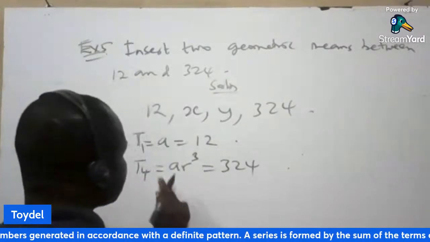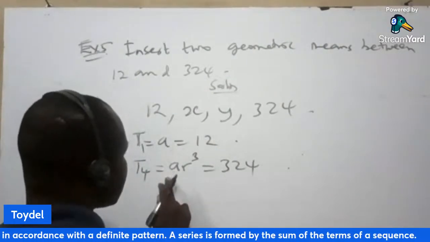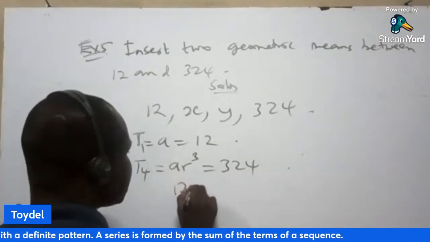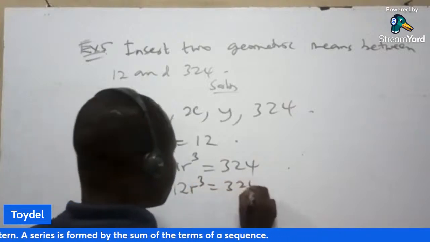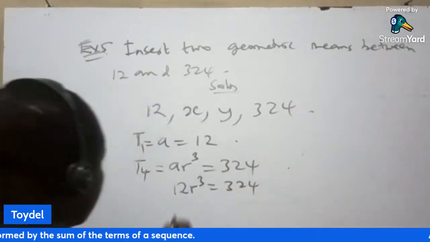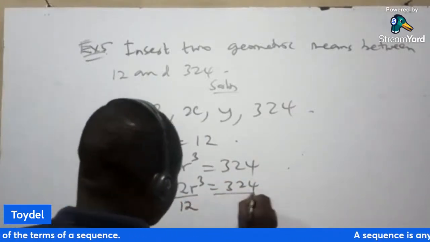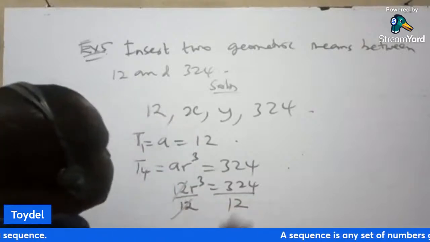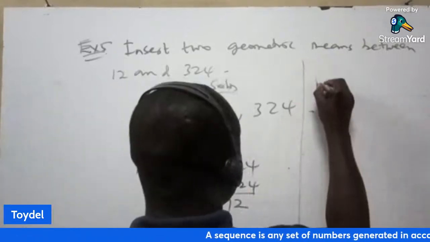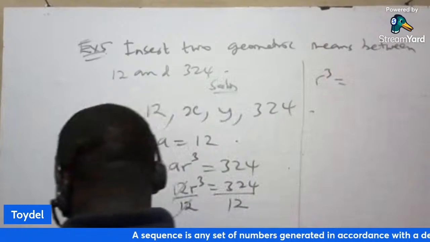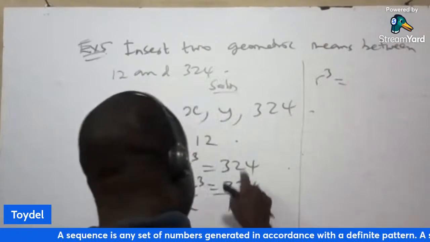So from here now, what is A? T1 is 12, so here I'm going to change this A to 12. 12R cube is equal to 324. I'll divide everything by 12. 12 will cancel 12. Then I'm going to have R cube equal to 324 divided by 12.